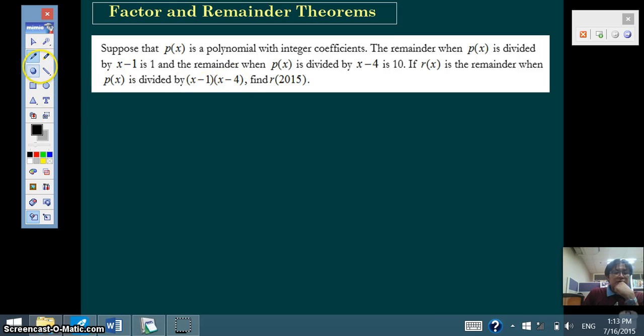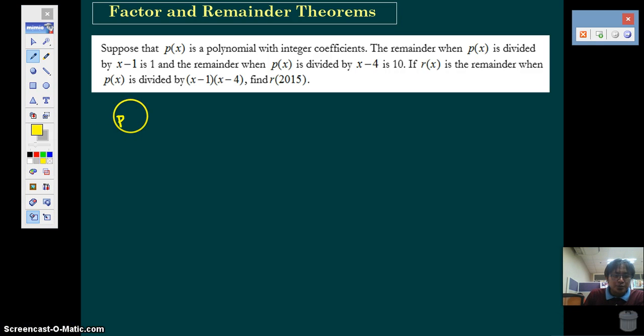Suppose that p of x is a polynomial with integer coefficients. The remainder when p of x is divided by x minus 1 is 1. From there, according to the remainder theorem, that means p of 1 is equal to 1. Next, the remainder when p of x is divided by x minus 4 is 10. So from there you can get that p of 4 is 10.